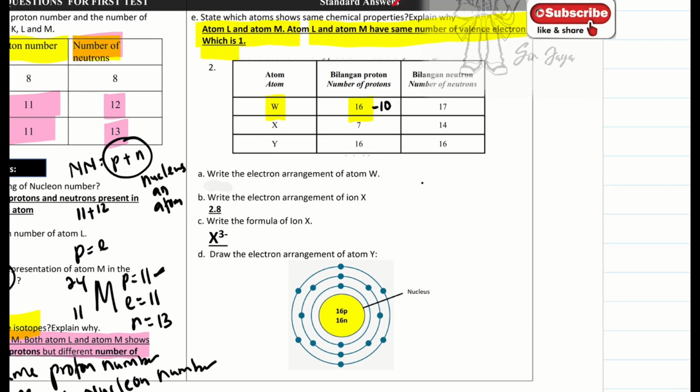Now we move on to the second question. Write the electron arrangement of atom W. We check the proton number of W, which is 16. So we use the first shell 2 electrons, second shell 8 electrons. We minus 10 here, so the balance will be 6 electrons. So the answer will be 2.8.6. Please remember how to do the electron arrangement.